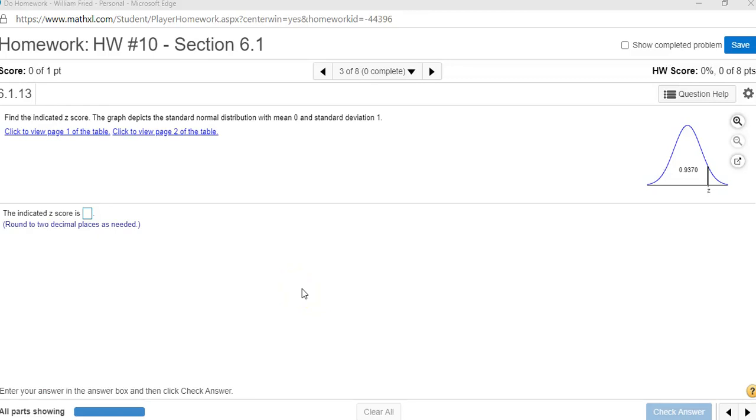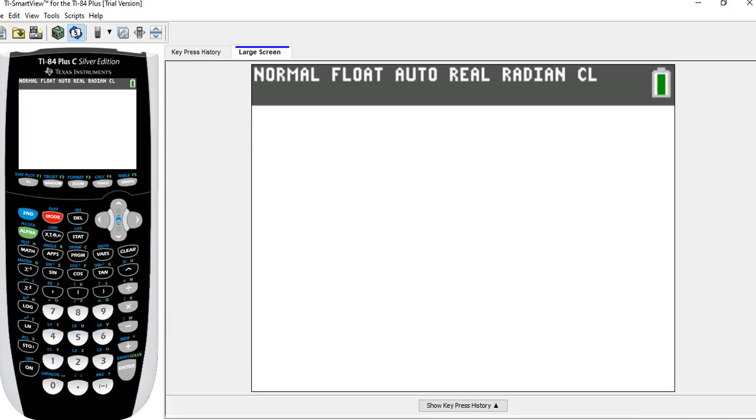I wanted to show some examples of using InvNorm on the calculator with the standard normal distribution. In InvNorm, they'll give you the area and ask you to find the corresponding z-value. As in this example, they say that the area to the left of it is 0.937. What is that value along the x-axis, which they call a z-value? Well, we're going to use the calculator and InvNorm, so it's 0.937.